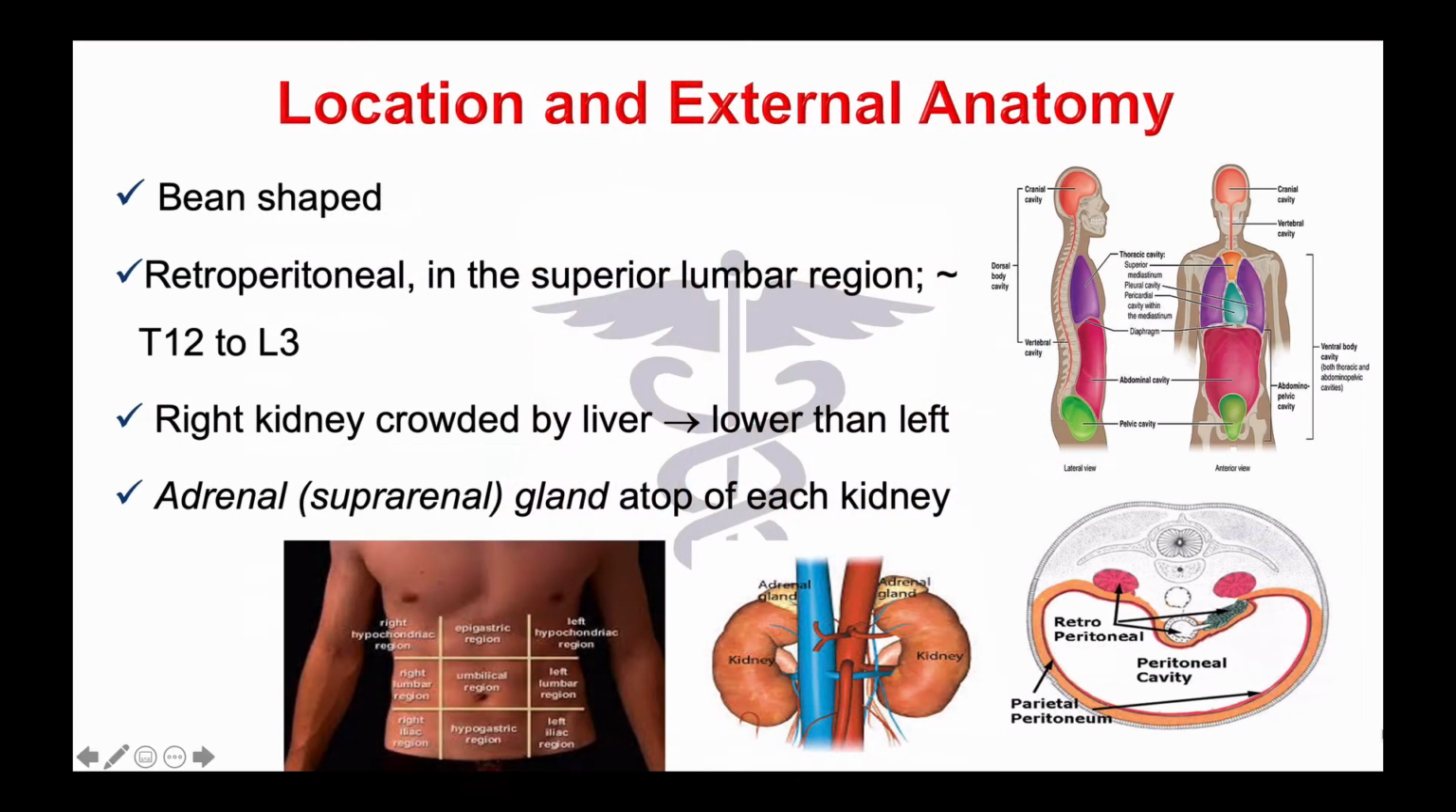Coming to the location, as I told you, this is the vertebral body, and here you have the peritoneal sac. In the posterior aspect of the peritoneal sac, you have the kidney. This space is the retroperitoneal space, where the duodenum, kidneys, blood vessels, aorta, inferior vena cava, and ureter are present. It is a bean-shaped structure, present between T12 to L3 vertebra, whereas the right kidney is slightly lower. I will show you that. Then the adrenal gland is on the top.